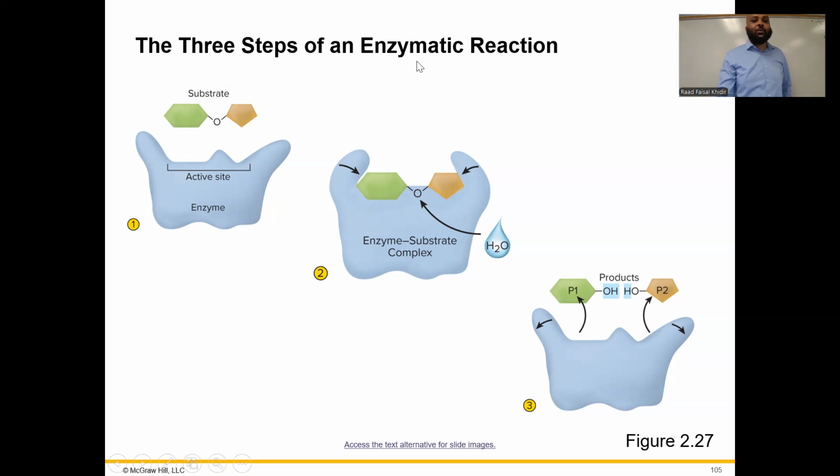So the 3 steps of enzymatic reaction are, we have an enzyme, and on the enzyme we have an active site, and the active site binds the substrate. The substrate is our reactant. Then the enzyme substrate complex are now bound together. You have the active site, the substrate is now on the active site, and then water comes in to hydrolyze the bond, and then we break the bond between polymer 1 glucose and polymer 2 glucose, and that would be maltase separating for us glucose from glucose.